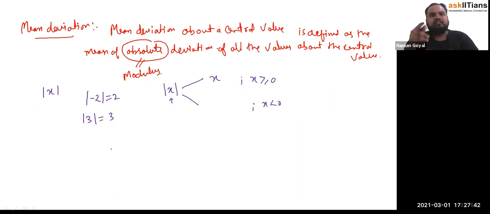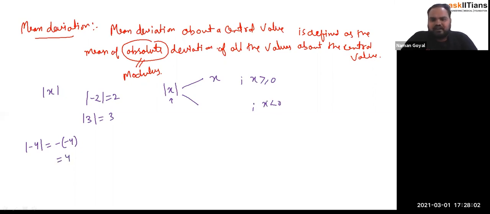So to make it positive, what do we have to do? We have to multiply it by a negative sign. See, if I'm talking about mod of -4, -4 is a negative number. So to make -4 positive, what can we do? We have to multiply with a negative sign. Now minus minus becomes plus, and it becomes 4.